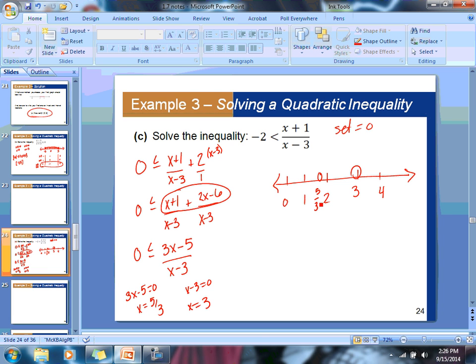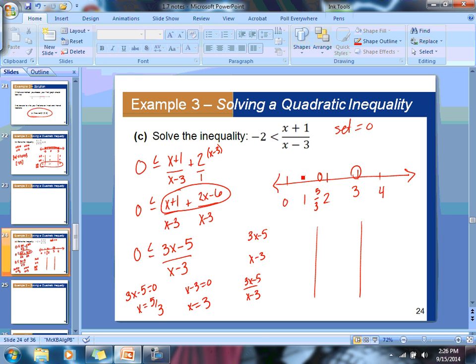Okay, so I have my 2 values now, and I'm going to make my little table beneath it so I can test some points. And I'm going to test my numerator, the 3x minus 5, and the denominator, the x minus 3. And then I'm going to have the quotient, 3x minus 5 over x minus 3.